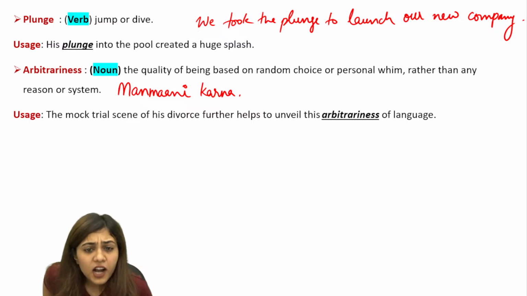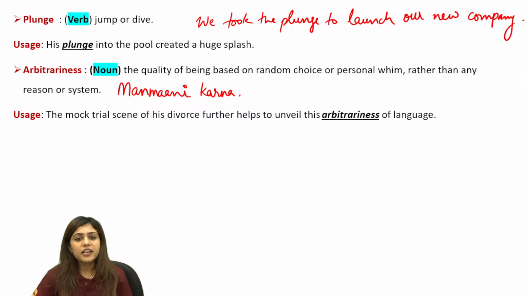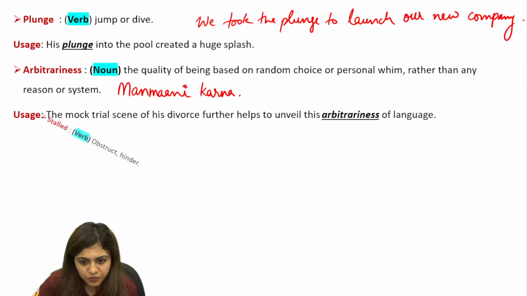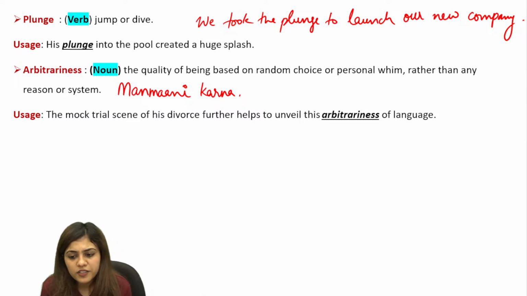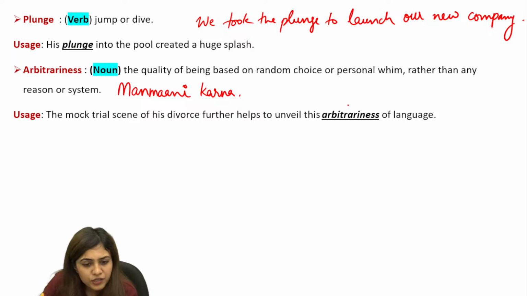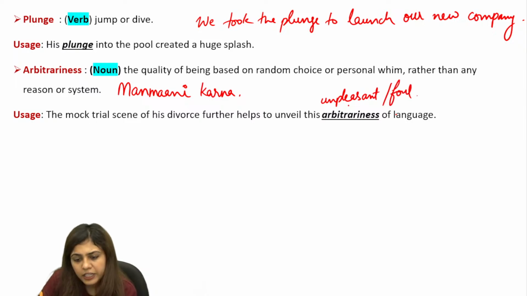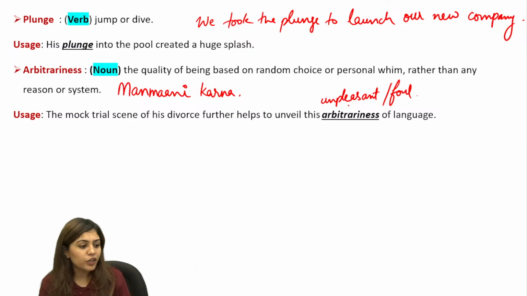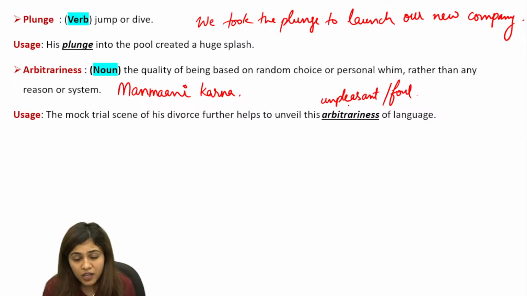So, अगर हम बात करते हैं arbitrariness की, तो arbitrariness कैसे याद रखोगे? मनमानी करना. And usage, as you can see, the mock trial scene of his divorce further helps to unveil this arbitrariness of language. यानी कि वो जो language दोनों भी parties use कर रही होंगी, it must be unpleasant and foul. See, obviously, if you talk to somebody in foul language, the other person is also going to lose their temper and they are in turn going to reply in a very foul way. And that's going to escalate the argument. तभी तो arguments इतने escalate होते हैं. अगर मैंने कुछ बुरा बोल दिया, सामने वाले ने भी बुरा बोल दिया. ठीक है? तो बेसिकली आप अपनी लैंग्वेज को हमेशा बहुत नाप तोल के यूज करना चाहिए. You should not really be arbitrary when you use your language. ठीक है?